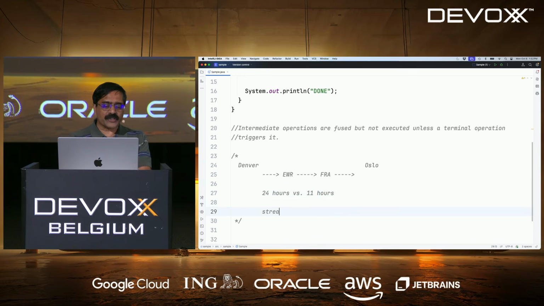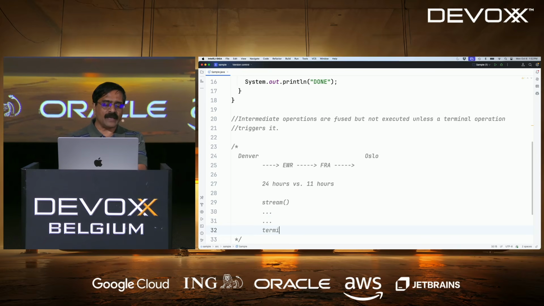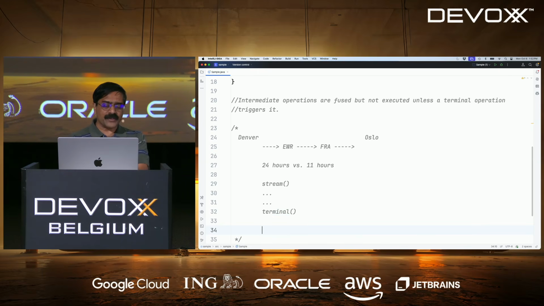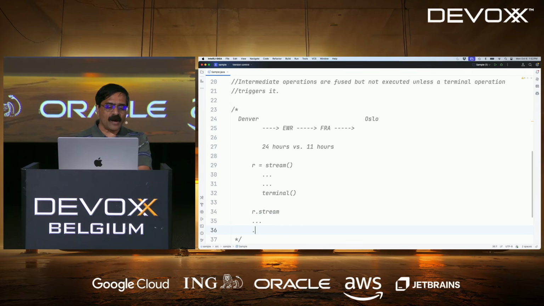If you take a stream API, you perform the operations and you do a terminal operation to get a result, if you will. And then once you get the result, you take the result, we'll call it R equal to, and then on the result, if you were to say R.stream again of some form, and then you perform more operations, that would be rather inefficient because that's like me landing in Newark or Frankfurt.